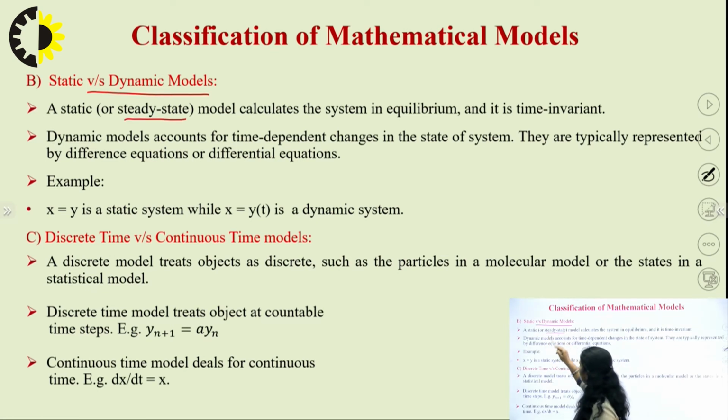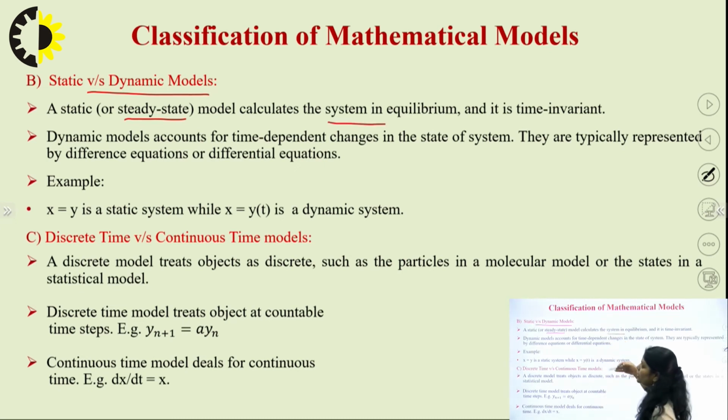Static or steady state. Static is also known as the steady state models, meaning these are the models which will calculate our system when it is in equilibrium, and it is time invariant, meaning it will not change with time. It will be in steady state. It will not vary with time. And dynamic models account for the time dependent changes in the state of the system. Here the state of the system will change with time. So, these are time dependent variables.